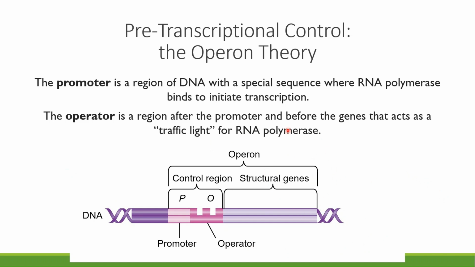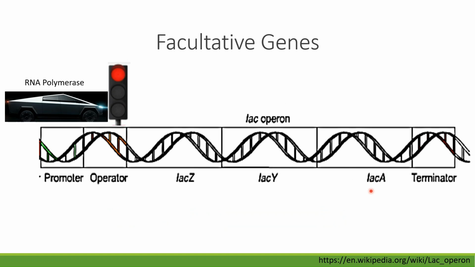And altogether, this might have several genes actually under control of the same promoter and operator. And together we would call this control region and the structural genes an operon. So you can imagine it looking something like this.